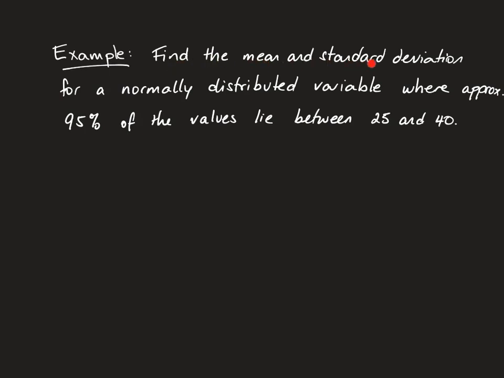Find the mean and the standard deviation for a normally distributed variable where approximately 95% of the x values lie between 25 and 40. So we need to find the mean and we need to find the standard deviation. We know it's normally distributed, so I'm going to draw my little bell curve. Don't worry, you'll get good at drawing them. And we need 95% of the values to lie between 25 and 40.